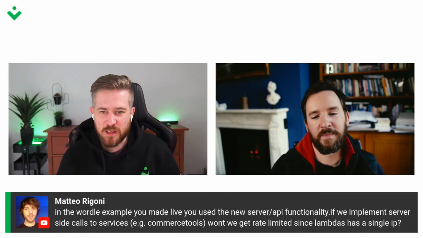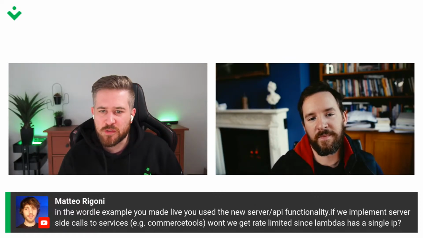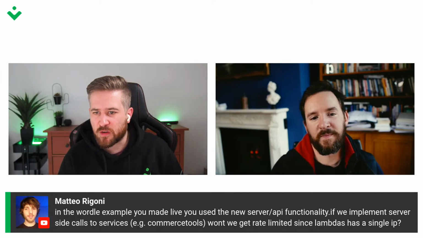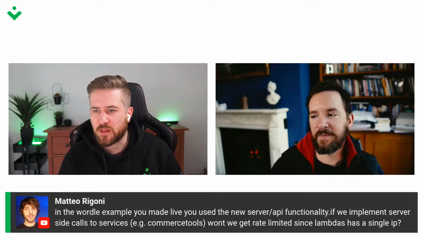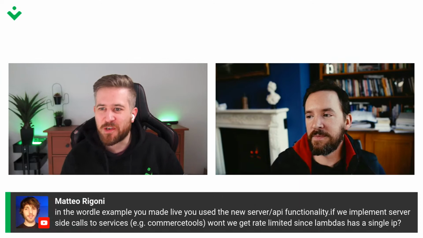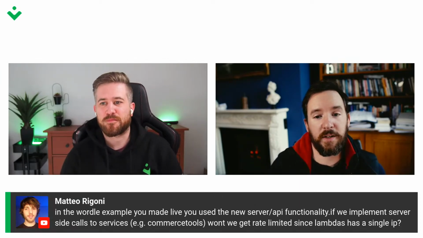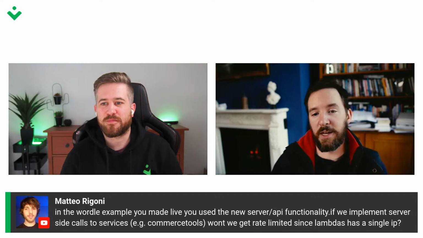And one person asks, Matteo Rigioni, in the Wordle example you made live, you used the new server API functionality. If we implement server-side calls to services like commercetools, won't we get rate limited since Lambdas have a single IP? I don't really understand the question, but maybe you know what it is about. So yeah, that's absolutely something you should be taking into account.